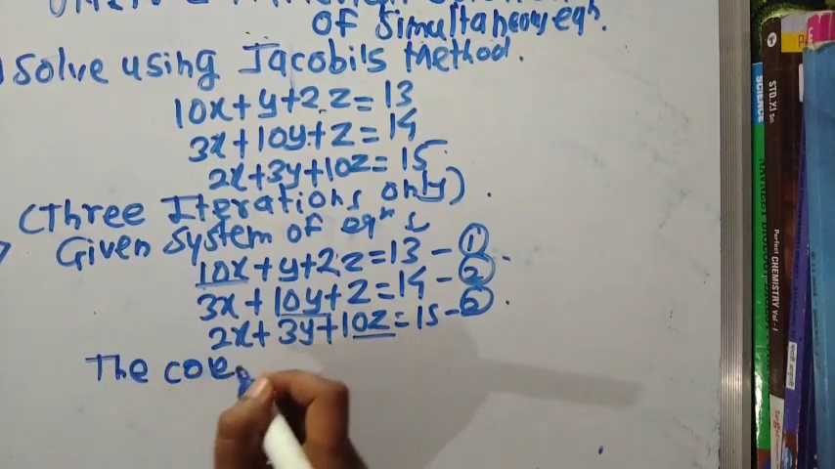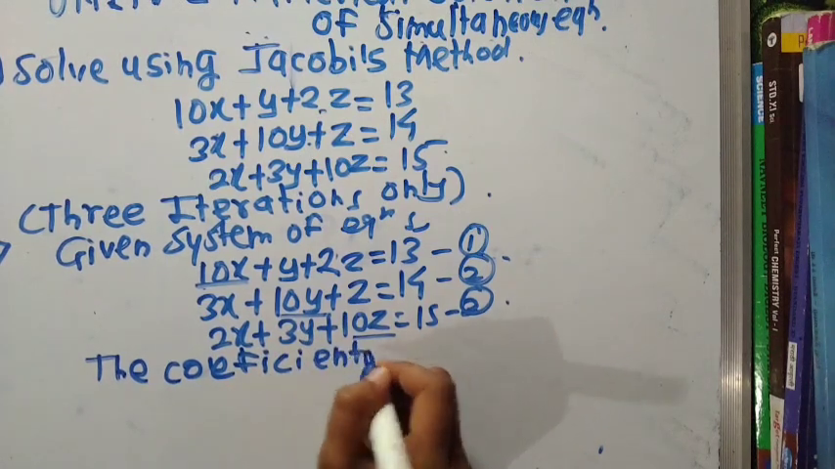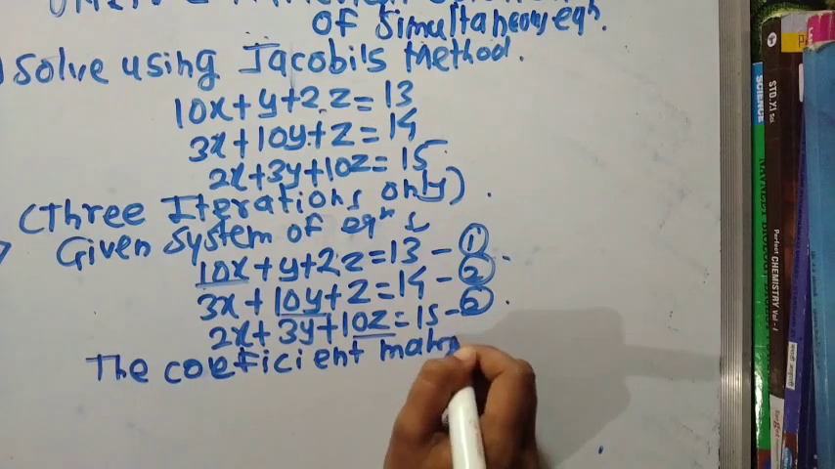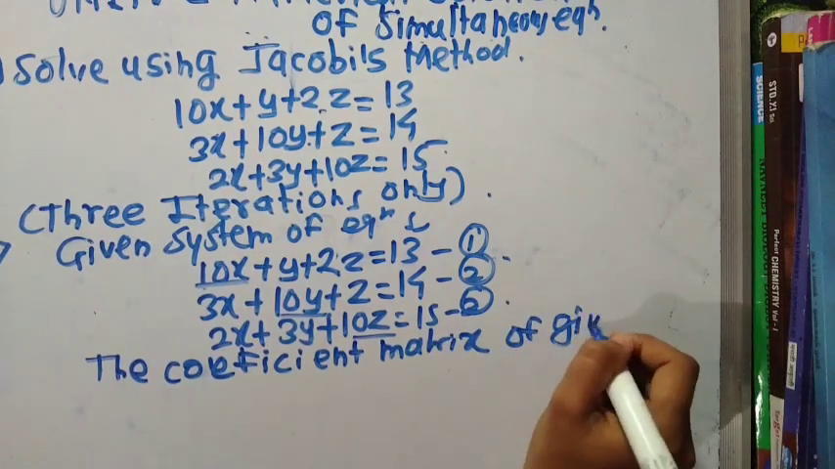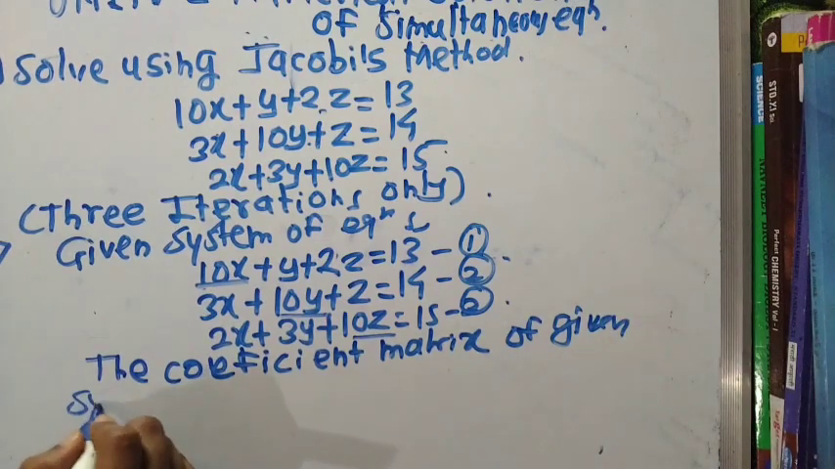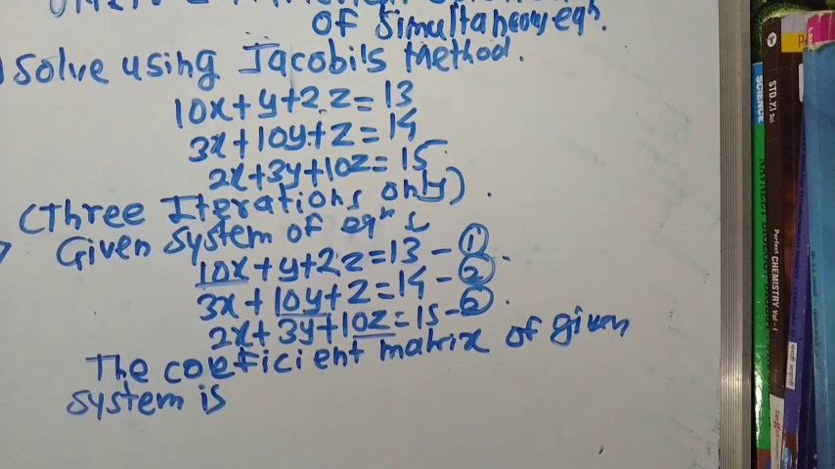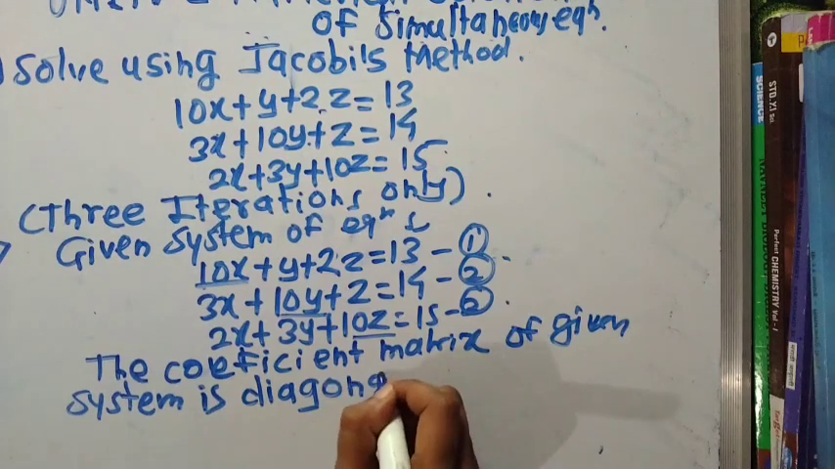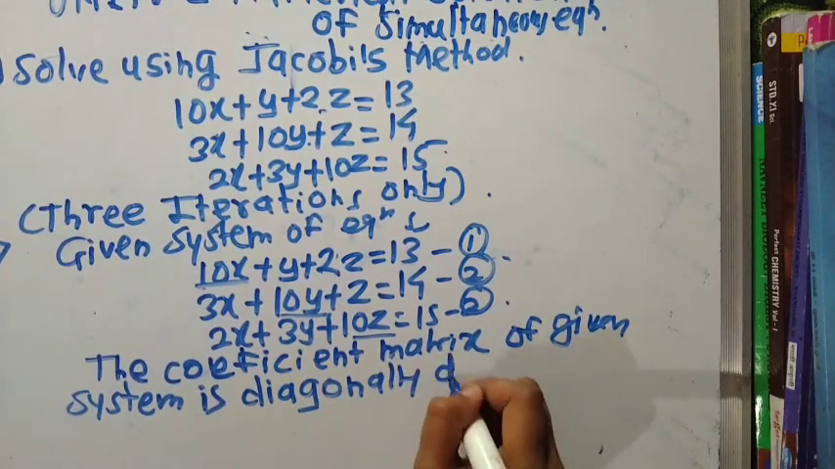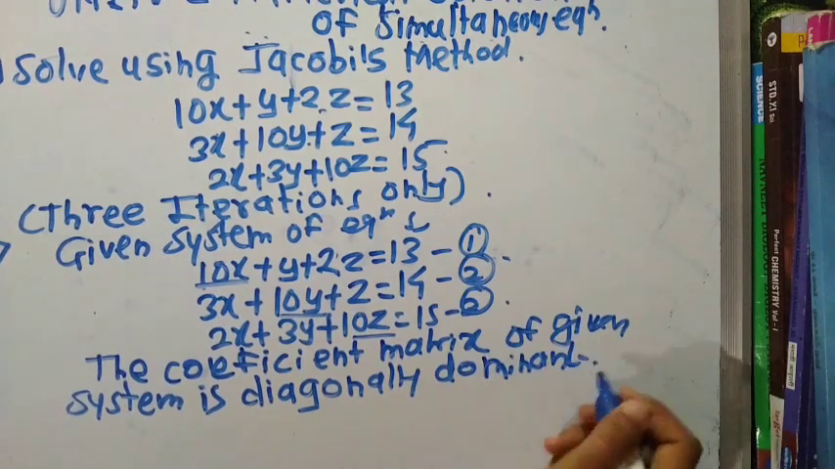Hence this matrix is diagonally dominant. Hence the coefficient matrix of the given system is diagonally dominant.